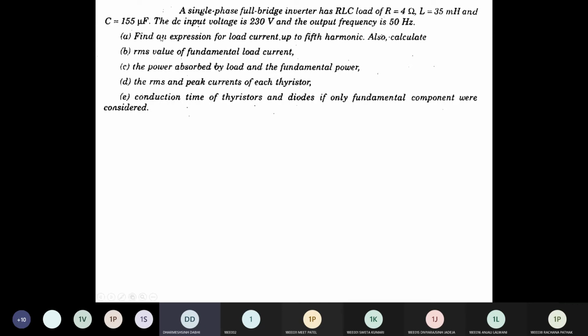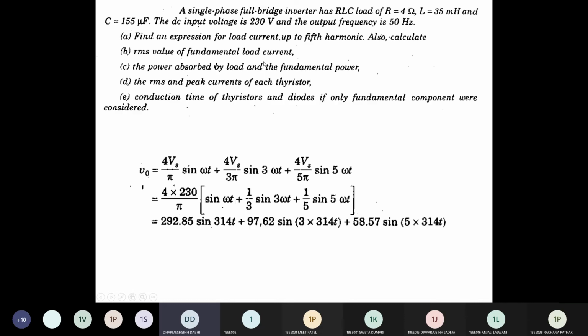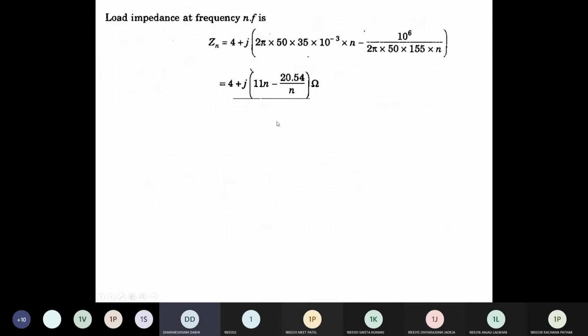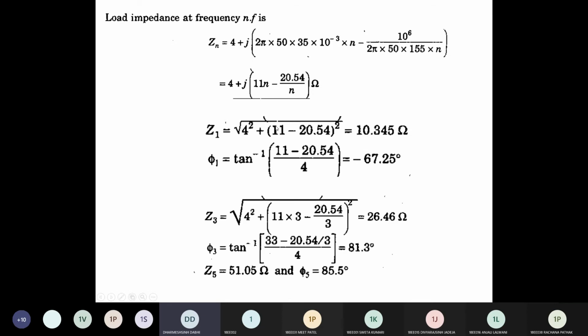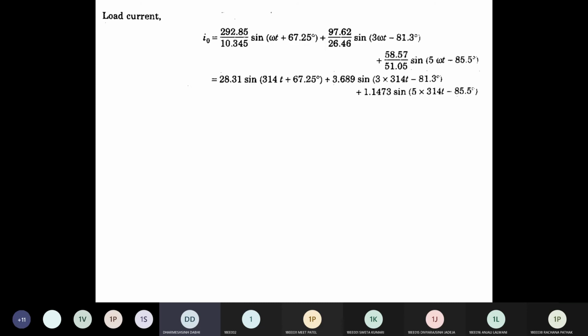So in the last lecture we have completed this up to the third question. We found the expression of this load current up to fifth harmonic. You can see here we have derived this equation of output voltage first, and then found the impedance of each harmonic component Z1, Z3, and Z5, and its angle because it is the inductive nature of load, and then derived the equation of load current up to fifth harmonic. And second, we found the RMS value of fundamental load current.